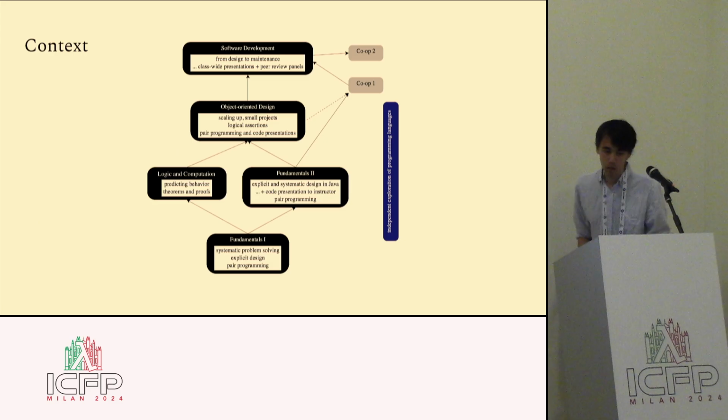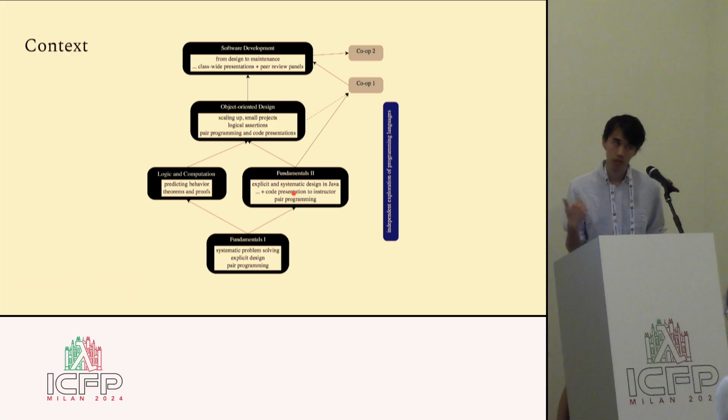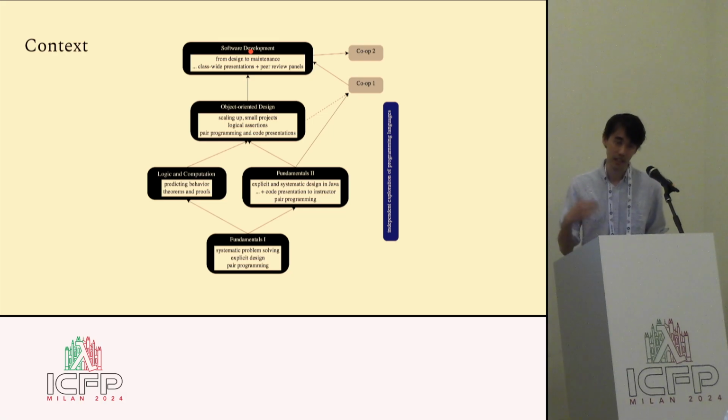Okay, so just a little bit of context for where we're coming from. At Northeastern, we have a curriculum that looks sort of like this. It's a little bit small, but hopefully that's all right. The first course is Fundamentals 1, which is based on How to Design Programs. And then the intention is that you follow this path along the right. So you go to Fundamentals 2, which is taught in Java, at least at Northeastern, then object-oriented design, which is kind of scaling up the things that you learned in Fundamentals 2, and then software development at the end.